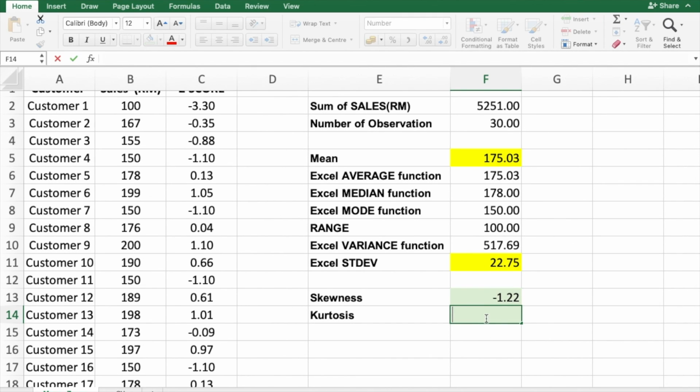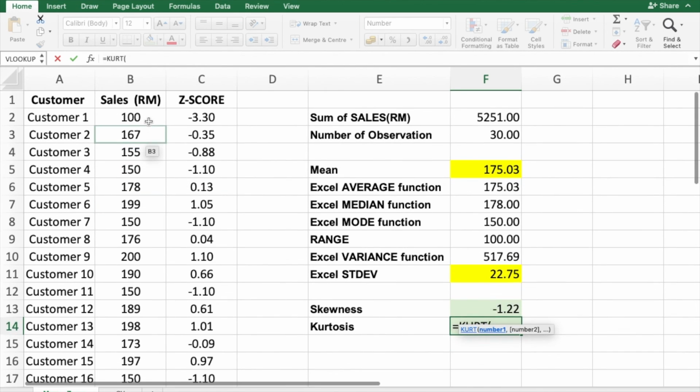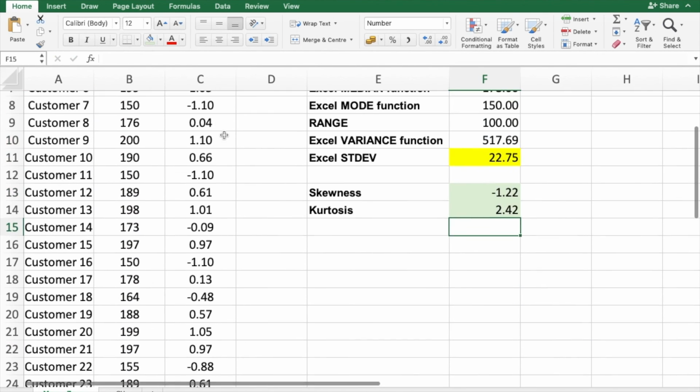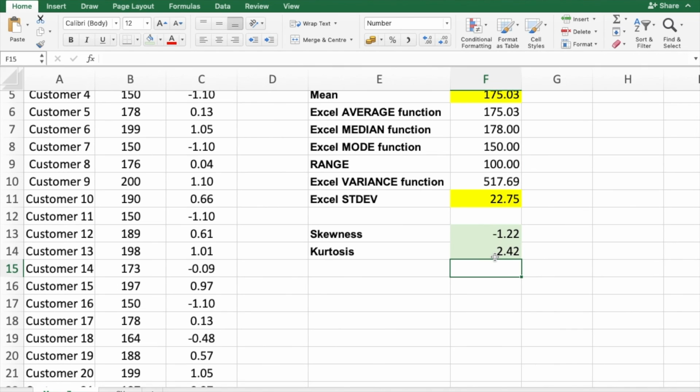Now let's calculate for kurtosis. So we type in KURT, we select the data range, click enter. And what do we get? We get 2.43. So the coefficient of kurtosis is less than 3. If it's less than 3, it means the tail is shorter. The tail is much more inward compared to the normal distribution. So roughly we can say that the data is much more concentrated nearer to the mean.